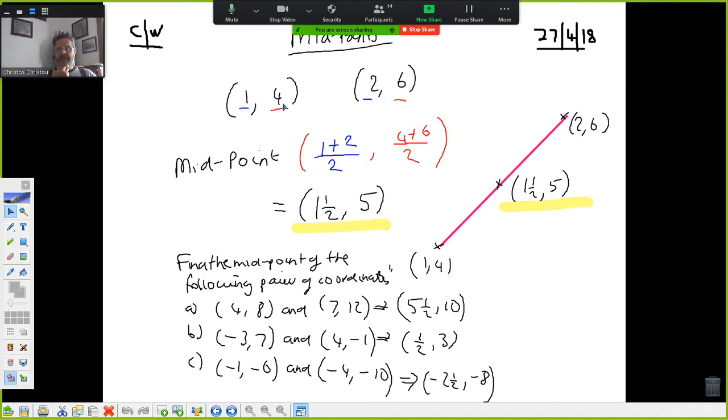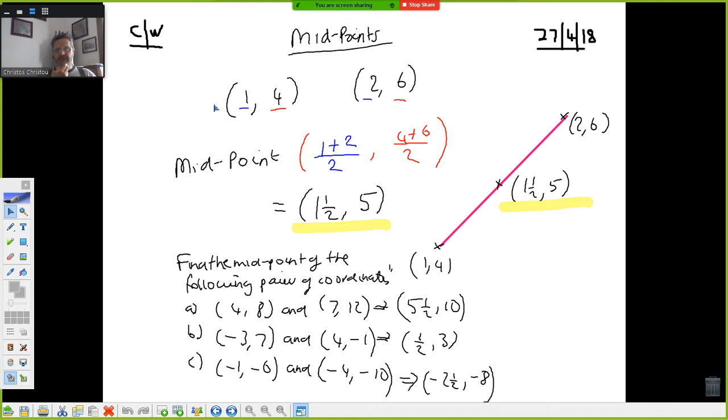I want to find the midpoint of (1, 4) and (2, 6). If I was to join it with a straight line, what's the point in the middle? Well, you may recall, you add up the two x's and halve it, add up the two y's and divide by 2, end up with (1.5, 5).